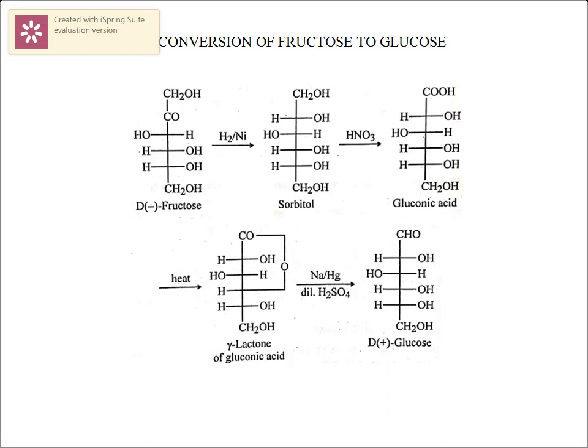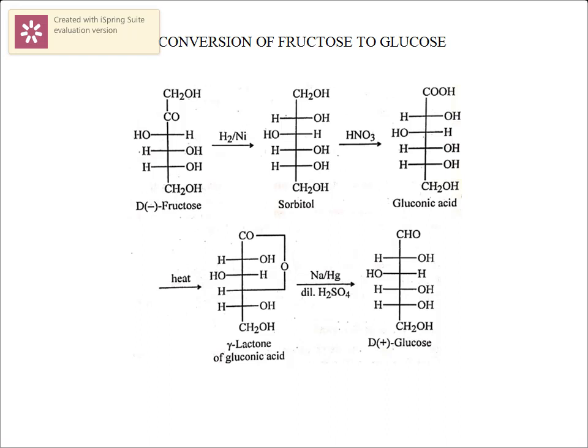So first we have to change C double bond O in fructose to CHOH. So the first step is reduction of the carbonyl group. So hydrogen in presence of nickel, it becomes CHOH. We get two products, but we separate sorbitol. So from fructose on reduction with hydrogen in presence of nickel, you get sorbitol. So one part is okay.